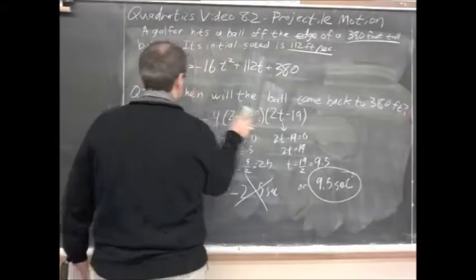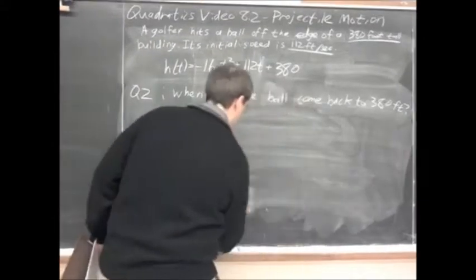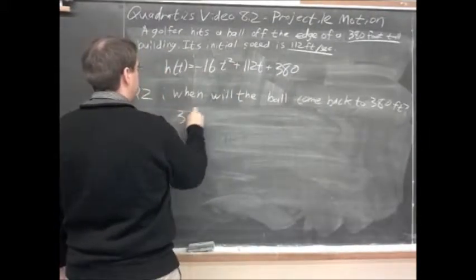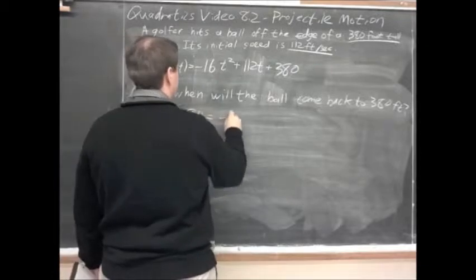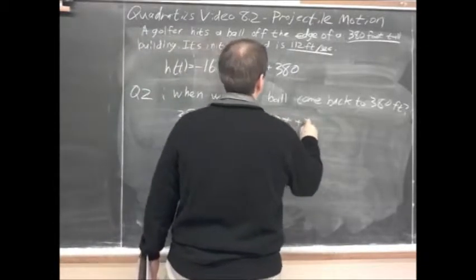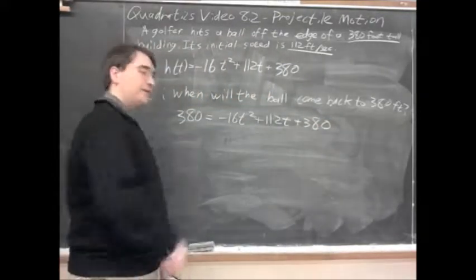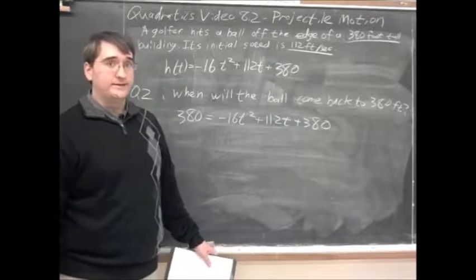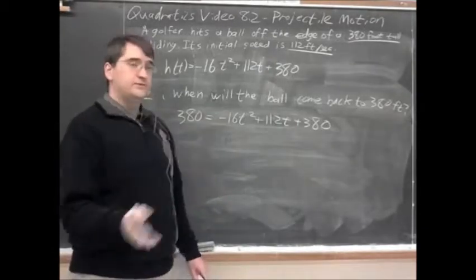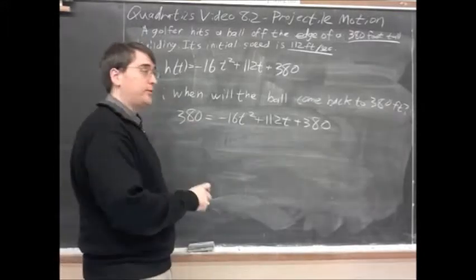If we go back to the original equation, now we want a height of 380. So 380 equals negative 16t squared plus 112t plus 380. It doesn't have to be 380 over here. It could be whatever height you want. Sometimes this won't work out as easily for certain heights, though, so you do have to be careful. Pay attention to what the question is asking.